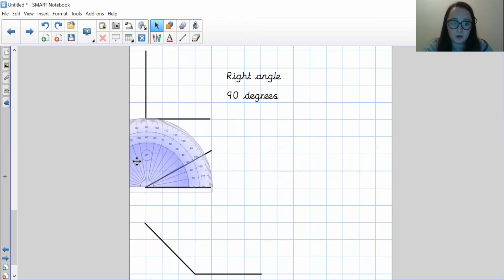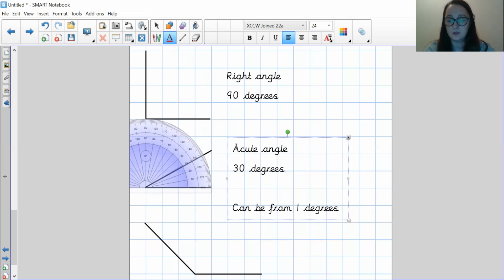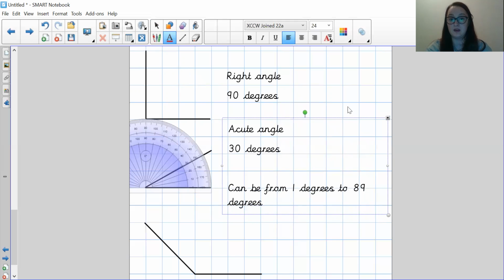And then I'm going to measure my angle just as it was. And you can see 10, 20, 30 degrees. So let's write this down here. I've got an acute angle because it's really cute, and that one is 30 degrees. But your acute angles can be, so I'm writing here, from 1 degree, and it can go all the way up to 89 degrees. Okay, so that is some facts about acute angles.